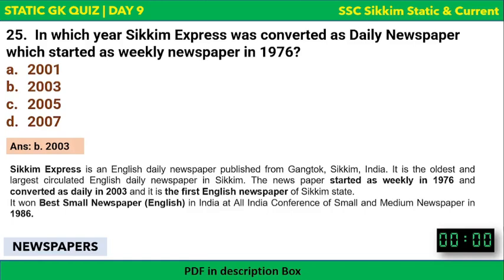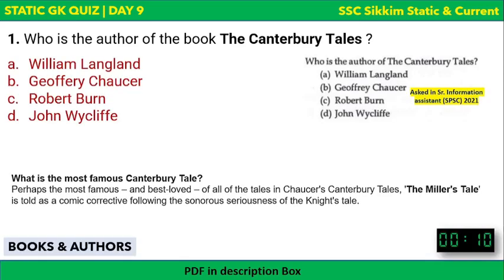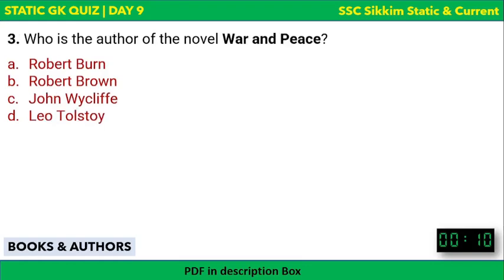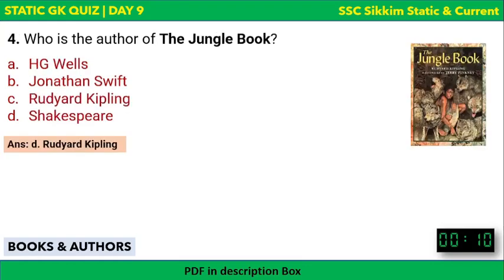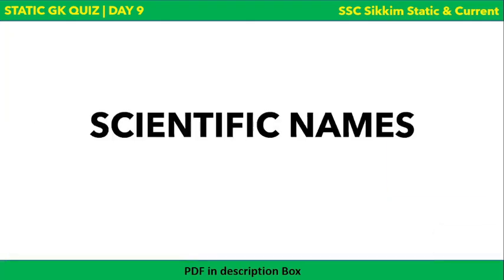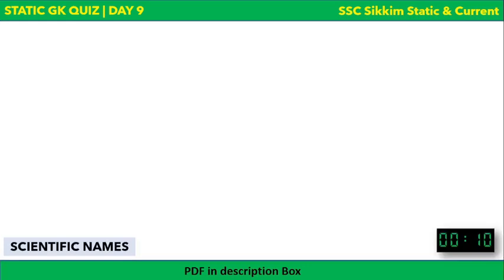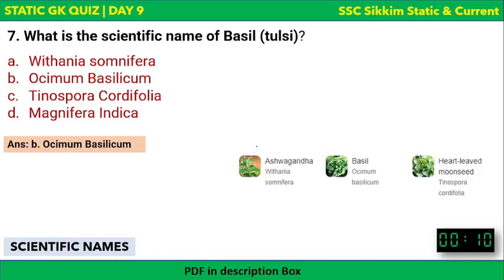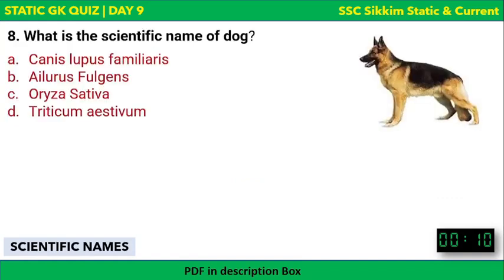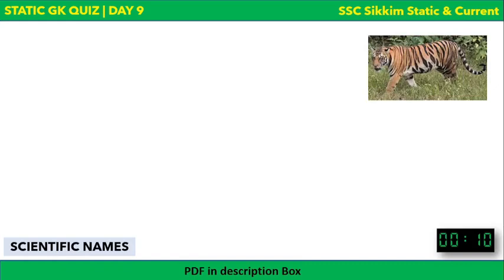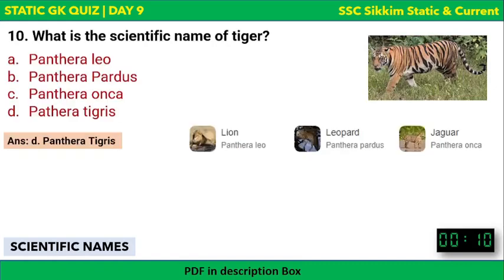Now let us revise all these questions once. From books and authors, we just discussed that the author of the Canterbury Tales is Geoffrey Chaucer. Following that, we discussed Anna Karenina is the novel written by Leo Tolstoy, and also War and Peace. The Jungle Book is written by Rudyard Kipling. Gulliver's Travels is written by Jonathan Swift. Talking about scientific names, the scientific name of the state animal of Sikkim, the red panda, is Ailurus fulgens, the scientific name of basil tulsi is Ocimum basilicum, the scientific name of dog is Canis lupus familiaris, and the scientific name of cat is Felis catus. And the scientific name of tiger is Panthera tigris, lion Panthera leo, leopard Panthera pardus, and jaguar Panthera onca.